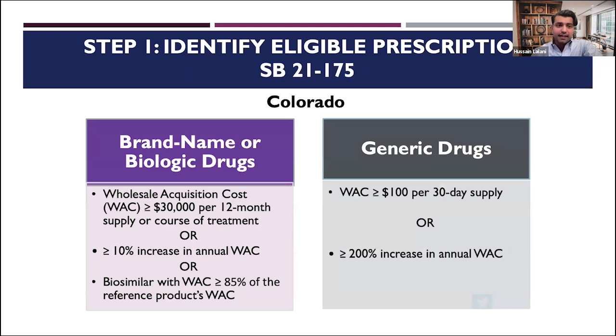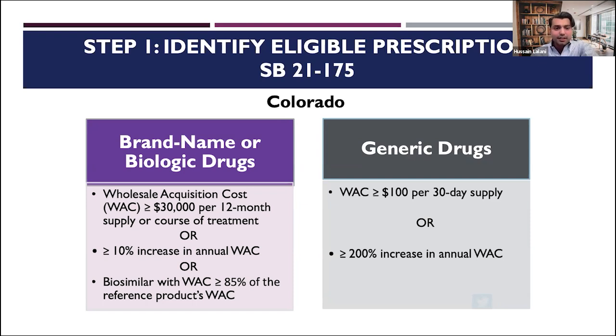And so now let's dive in a little bit more. So step one is to identify eligible prescription drugs. The original law in Colorado, which has since been modified a little bit, listed these criteria, which I'm not going to read out because they're a little bit complicated to understand. But just keep in mind, these are really expensive brand name drugs, more than $30,000 a year or per course of treatment. And there are a number of other criteria that relate to how quickly the price changes every year.